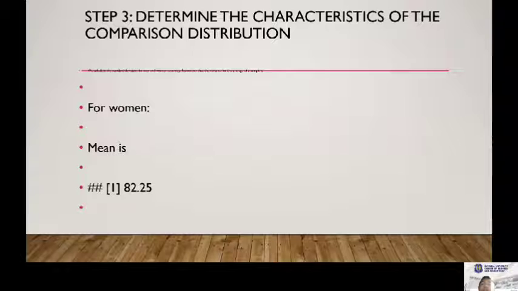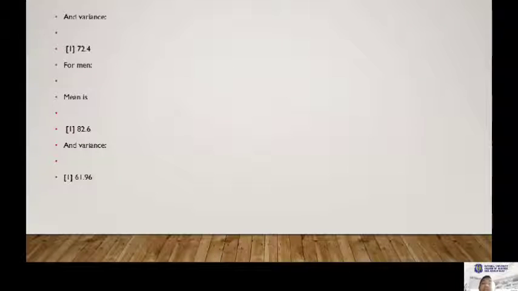And the third step is to determine the characteristics of the comparison distribution. For men, the mean is 82.25 and the variance is 72.4. For women, the mean is 82.6 and the variance is 61.96.